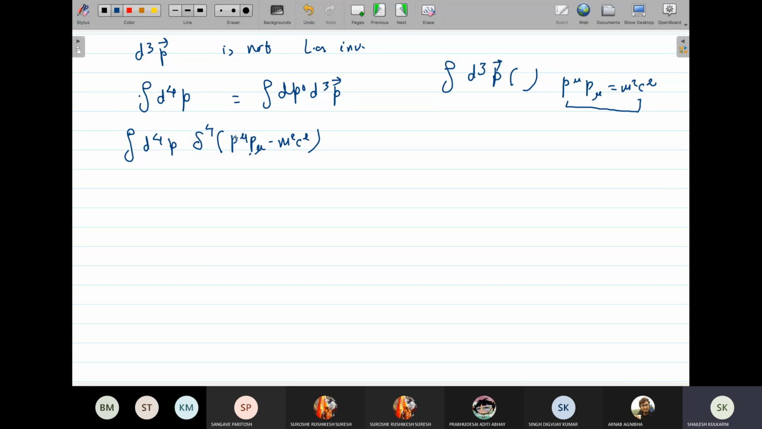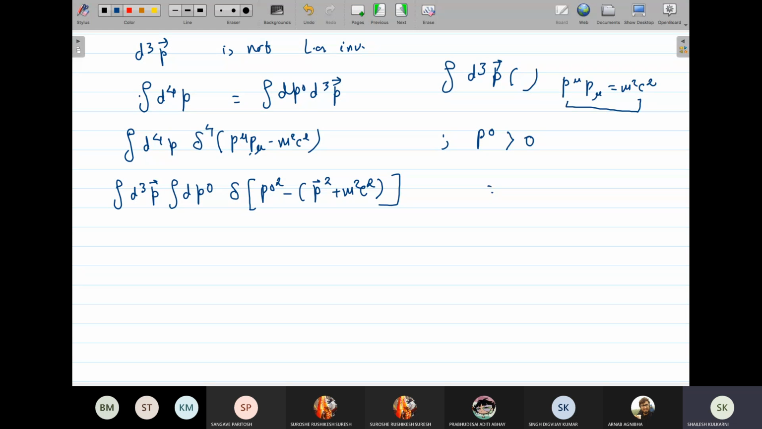Okay, if this is equal to this, then I will get delta 0 and I will get 1. So this condition is taken into account, and we are concerned about P0 greater than 0. So now this means d^3p dP0. And this I can write as delta function of P0 squared minus vector P squared plus m squared c squared, with P0 greater than 0. Now you concentrate on this part.